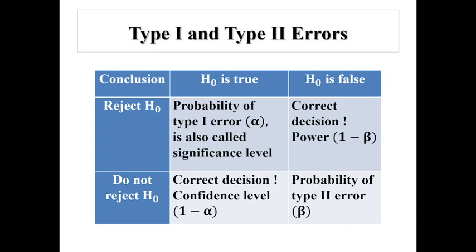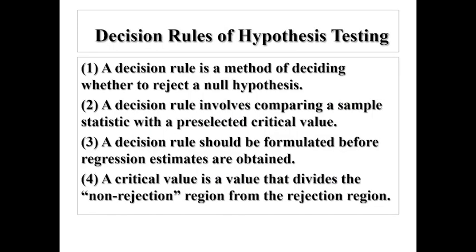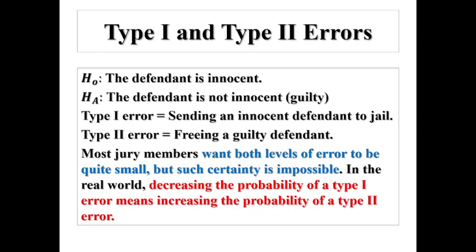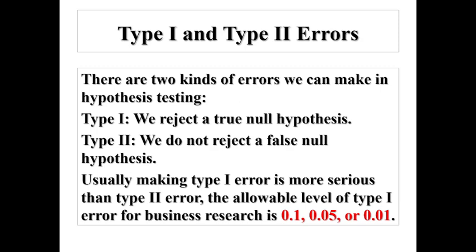So I think, since type 1 error is more serious, therefore, when we do research, usually making a type 1 error is more serious than a type 2 error. So the allowable type 1 error for business research is already set to less than 10%. For all business research nowadays, it is already set to less than 10%.